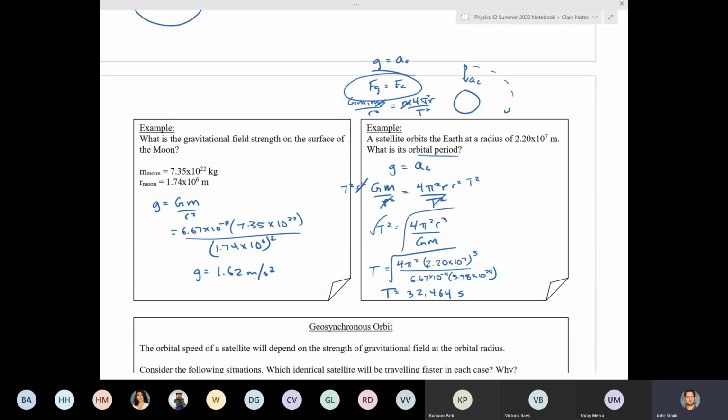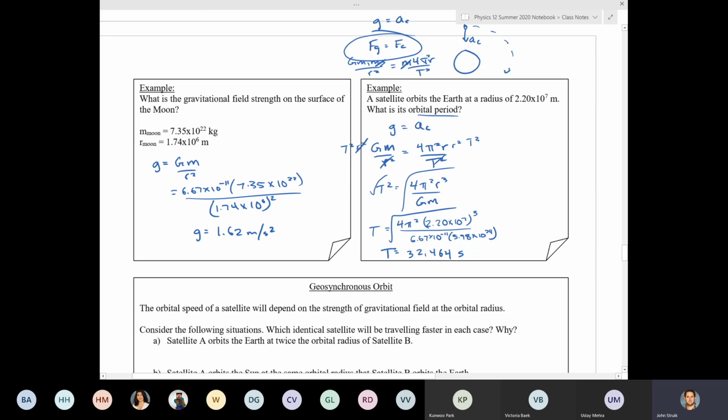Okay. Hopefully that makes sense. Does that make sense? The hard part about this is just keeping your numbers straight. It's a lot of numbers to type into your calculator. So an important skill is calculator skills for this unit for sure, because you can easily type in a wrong number.